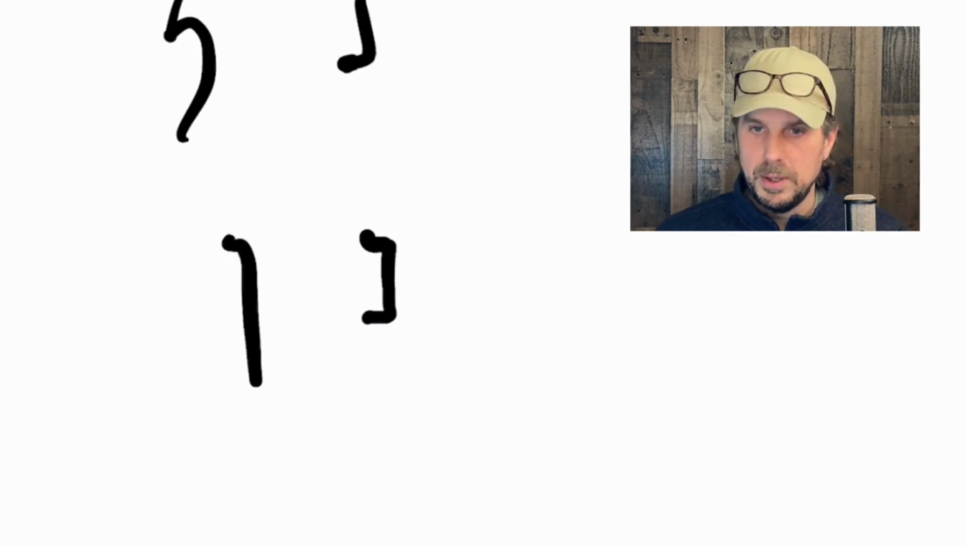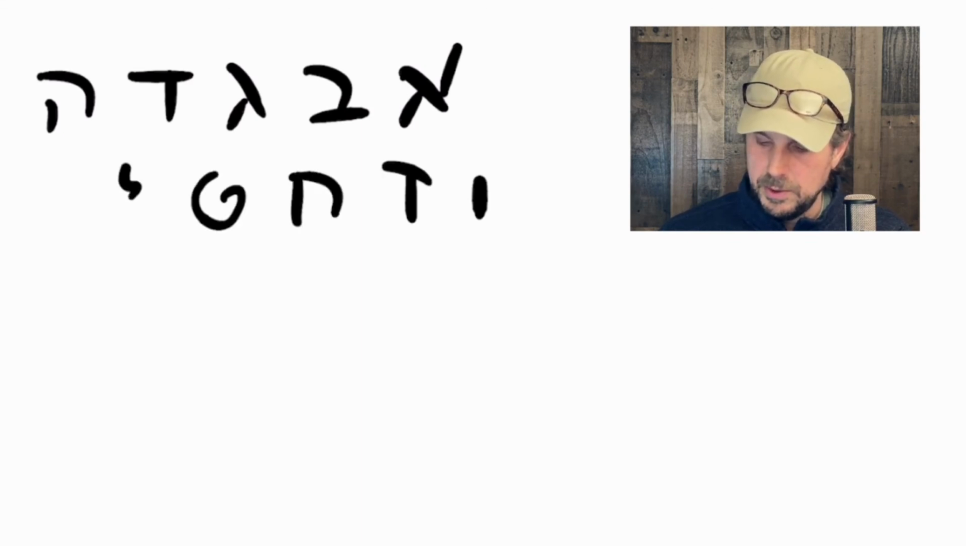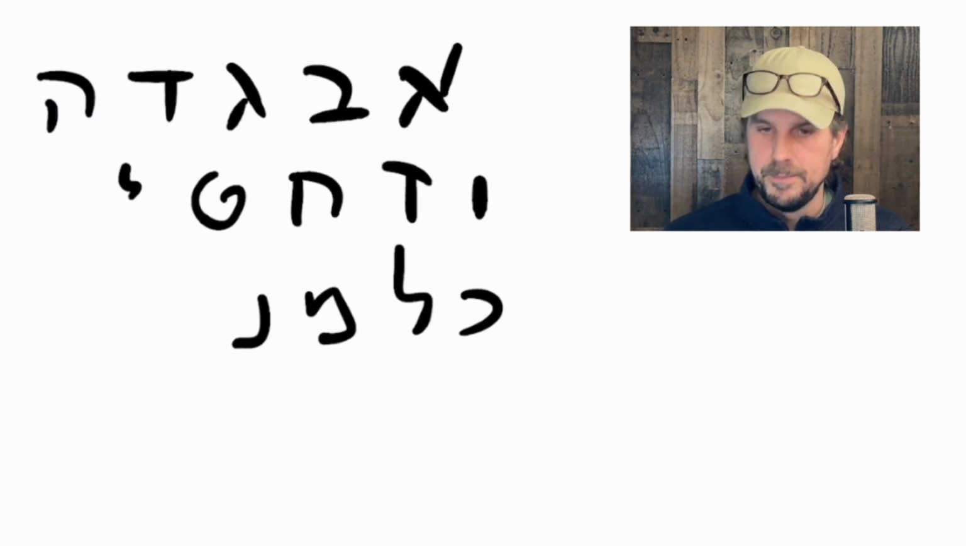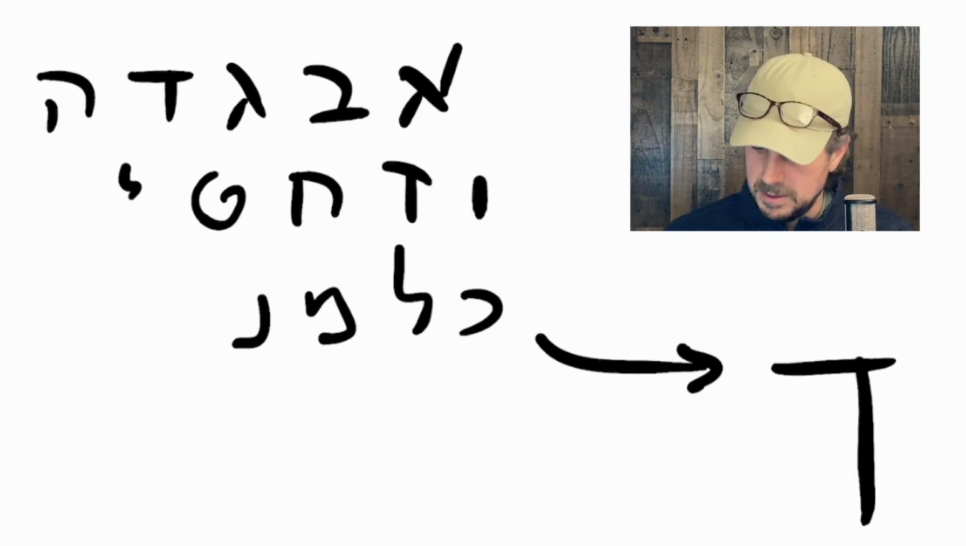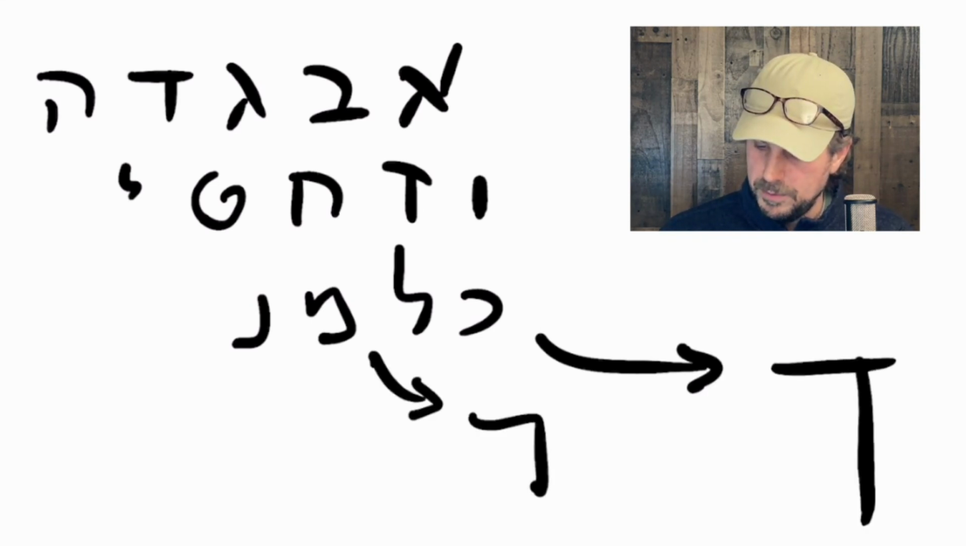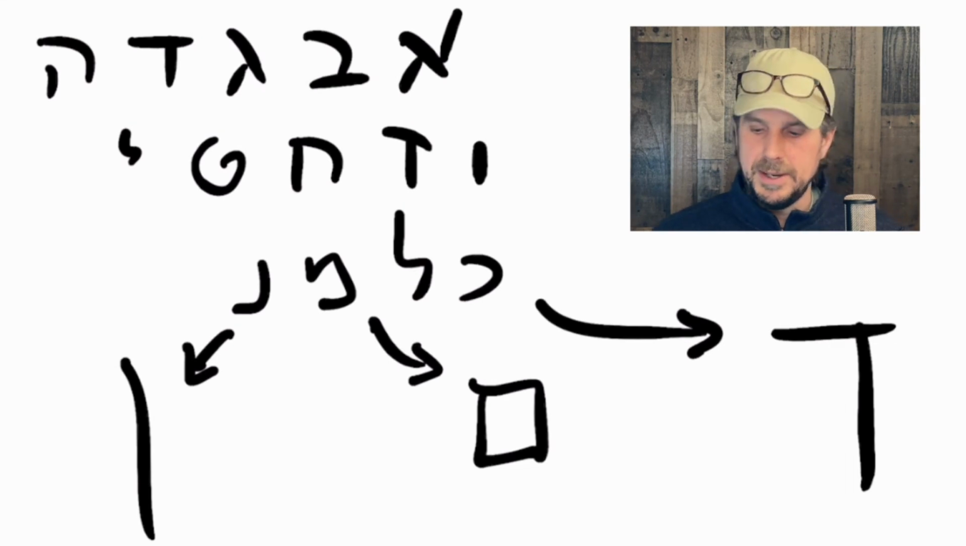We go through the alphabet one more time here. Let's do that. Aleph, Bet, Gimel, Dalet, Hey, Vav, Zayin, Chet, Tet, Yod, Kaf, Lamed, Mem, Nun. And then we can go back and do our Kaf Sofit, our Mem Sofit, and now today our Nun Sofit. There you go. These are all the letters we've learned.